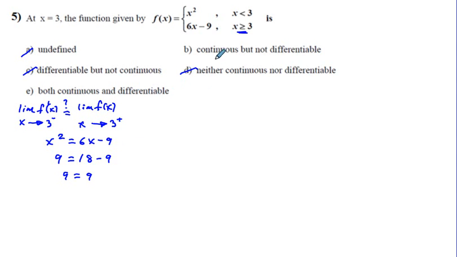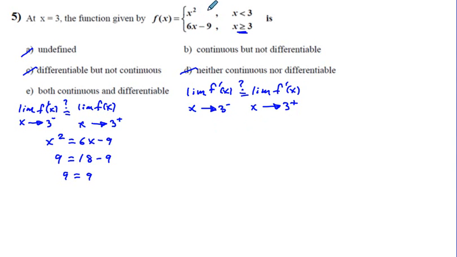Next, to check for differentiability, we need to find if the limit as x approaches 3 from the left side, not of f of x, but f prime of x, is equal to the limit as x approaches 3 from the right side of f prime of x. And for that, again, question mark.